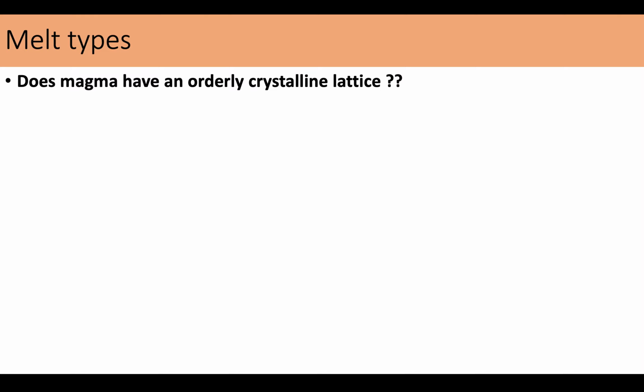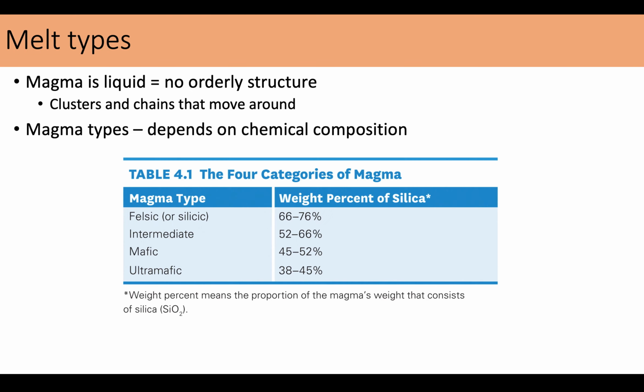So would magma have an orderly crystalline lattice, the way that we talked about minerals always having an orderly crystalline lattice? The answer is no. So magma is a liquid. There's no ordered structure of magma. Magma does have chains and clusters of ions and molecules that move around, but there is no orderly structure the way that we see in our minerals. So as that magma starts to cool and the minerals start to grow, those minerals will have an ordered structure, but the liquid magma does not.